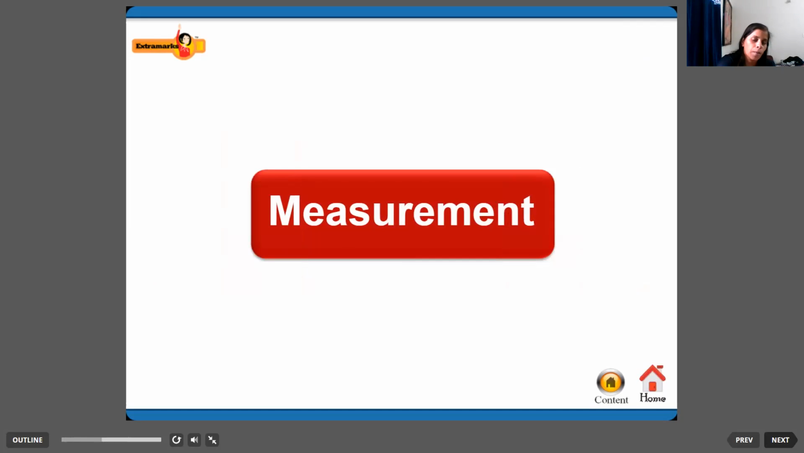Measurement. Before we start, what does this term measurement mean? All of you just open page number 96 of your textbook. There's one topic given: How wide is this desk? How did people know how far they have traveled? How will you know whether you can walk all the way to your school or whether you will need to take a bus or a rickshaw to reach your school? How do you come to know? Of course, by the distance, how far it is.